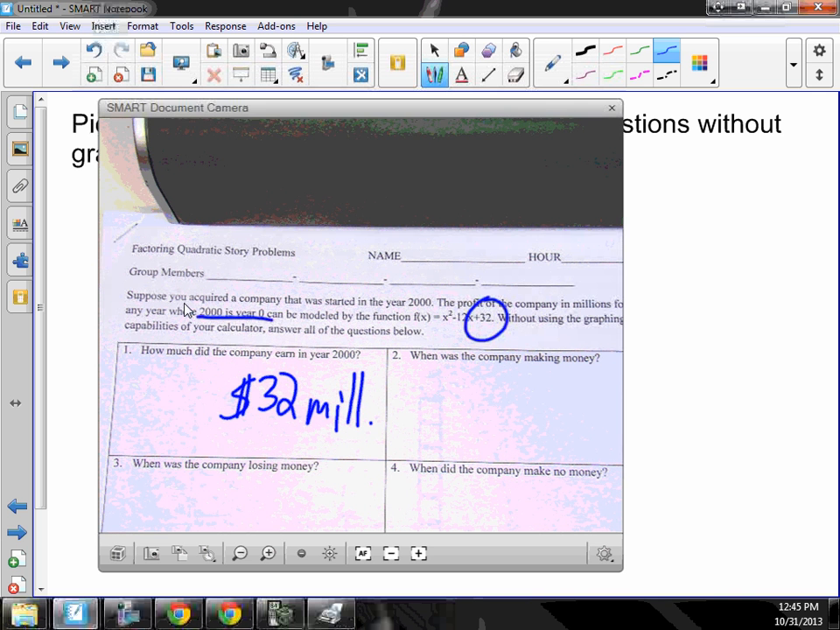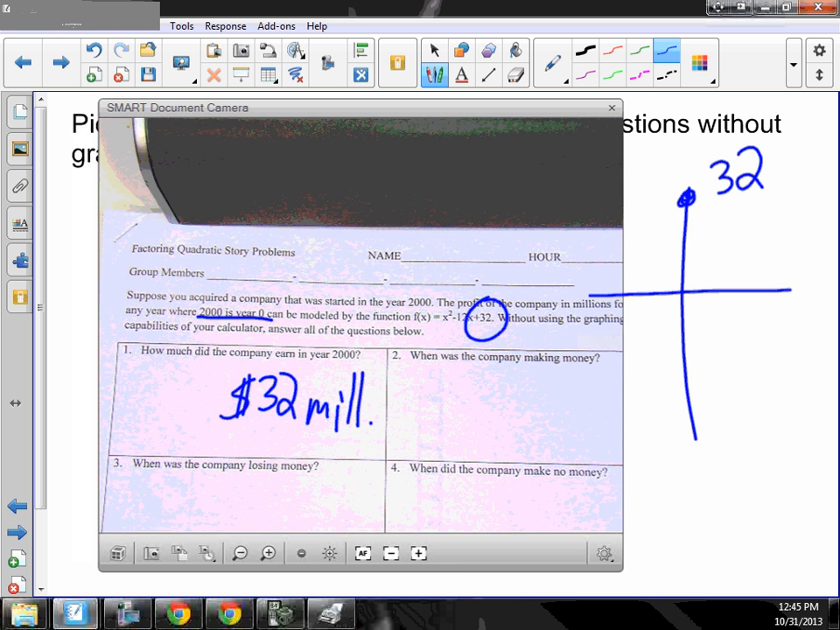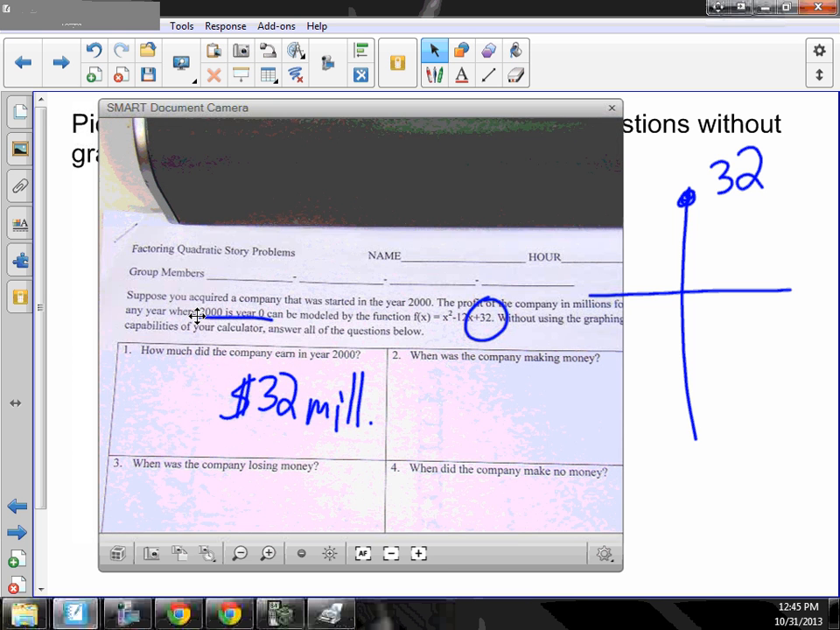I don't know. All right, number 2. So we have a graph. We know that the parabola crosses at 32 on the y-axis. And we want to know, when was the company making money? Meaning, when was the value of the company above the x-axis? Well, you're not allowed to graph on this worksheet. So we could graph it and figure it out. How else could we figure it out?